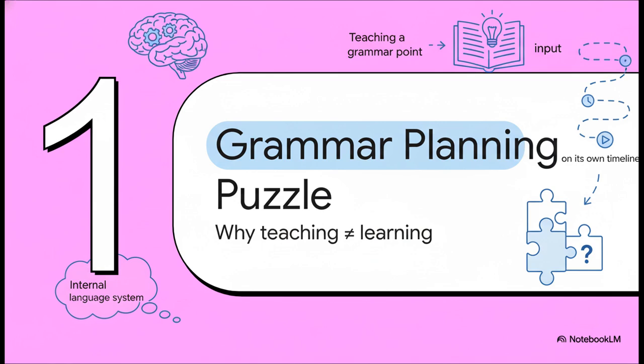So here's the heart of the issue. We can teach a grammar point flawlessly, but that's no guarantee our students will learn it. See, their brains have their own internal schedule for acquiring language, and our one lesson is just a single drop in a very large bucket. Understanding that mismatch is really the first step to planning better.